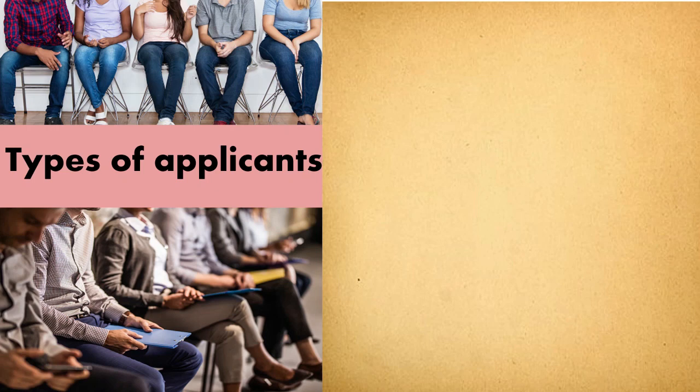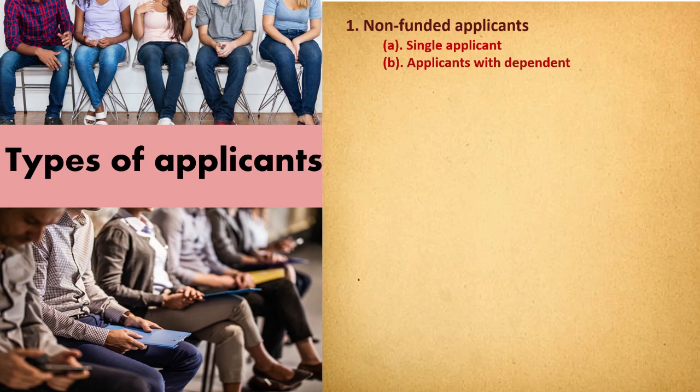So let's see the types of applicants that apply for F1 visa. The first applicant group is the non-funded applicant. Now, I have established that F1 visa is an academic visa. So oftentimes, as a grad student or an undergrad, if you are applying for visa, you may be applying as a non-funded applicant. And by a non-funded applicant, I mean you are not receiving any funding from the school you are applying to. So you then belong to the category of the non-funded applicants. And under this category, you can be a single applicant or you can be an applicant with dependents.